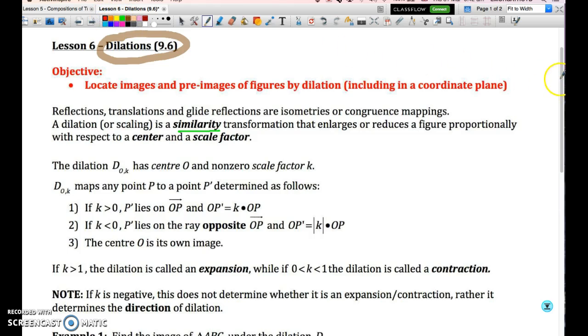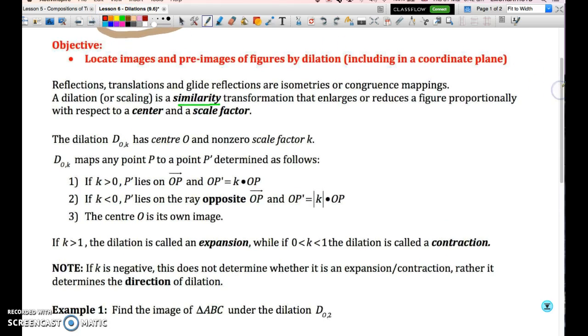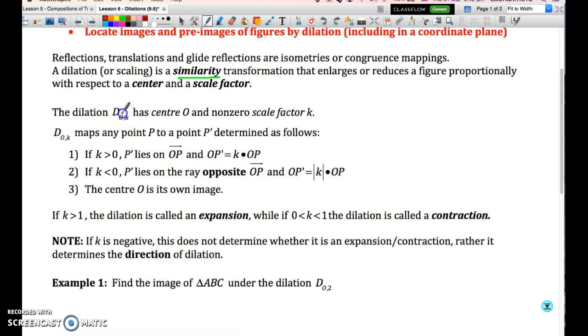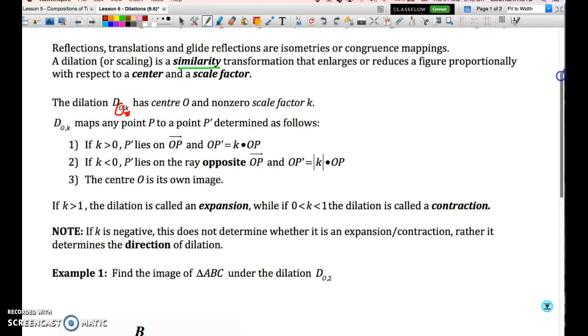When we dilate something, what we need to know are two things. First of all, where is the center of dilation? And the second thing we need to know is what the scale factor is. So in this particular case, this is a dilation centered at 0 or O, the origin, and it has a scale factor of K.